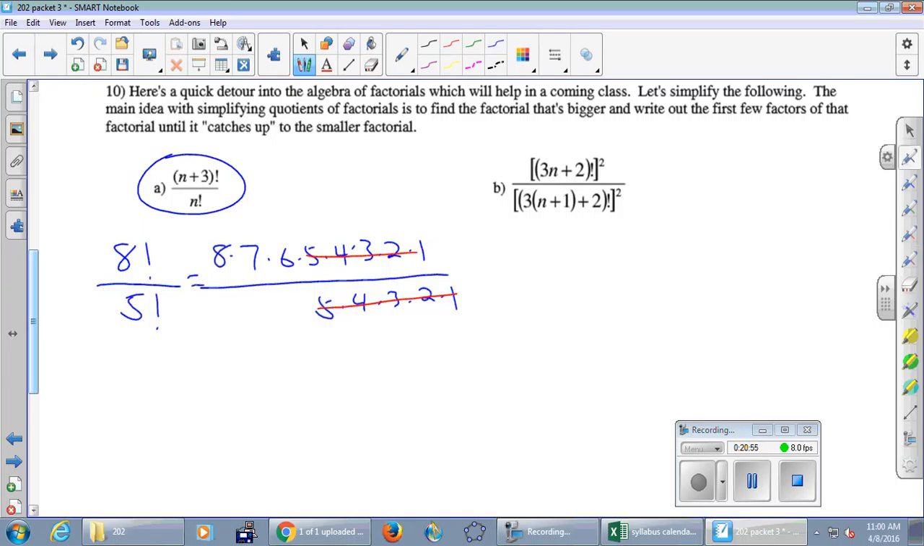It only counts down. The definition of factorial is you start with the number you're given and you multiply all the way down to 1. And so the final answer here is just 8 times 7 times 6, right? That's it. So it simplifies to multiplying those three things together.